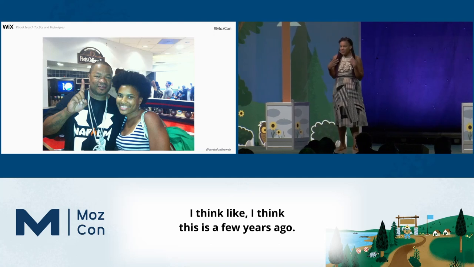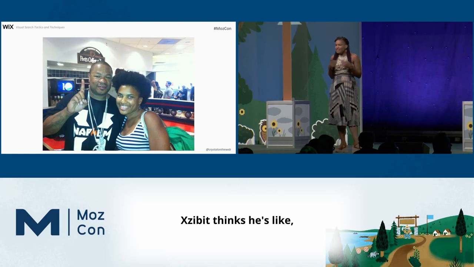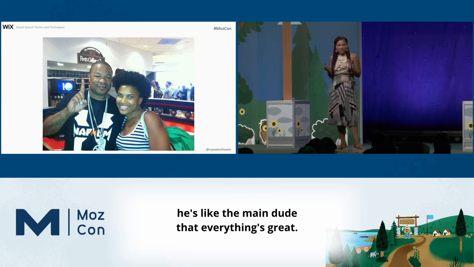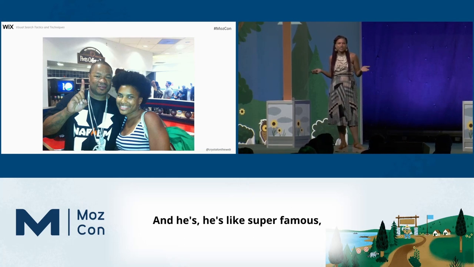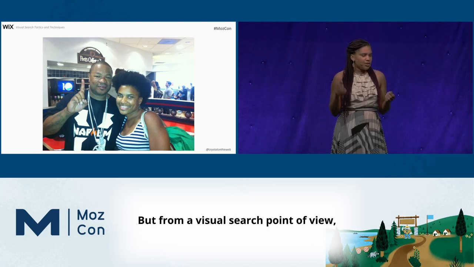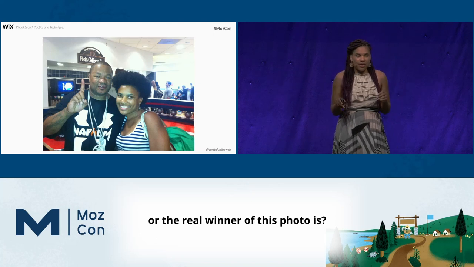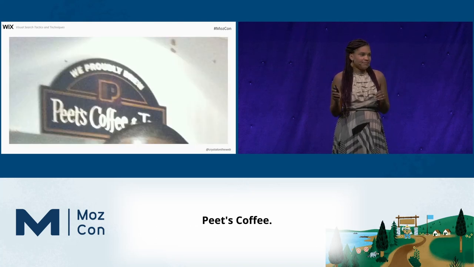I think this was a few years ago. I thought I was really cool. I was meeting somebody from television. I was like, awesome. Exhibit thinks he's the main dude, that everything's great, and he's super famous. Of course, people want to take pictures of me. But from a visual search point of view, do you know who the real winner of this photo is? Pete's Coffee.